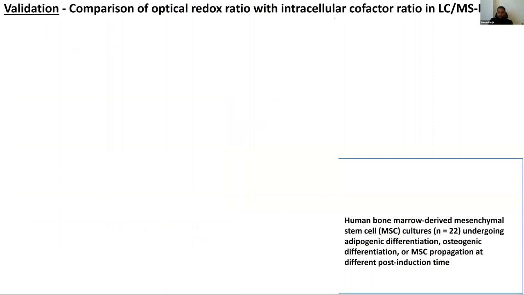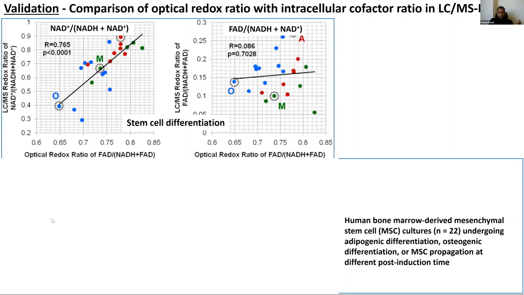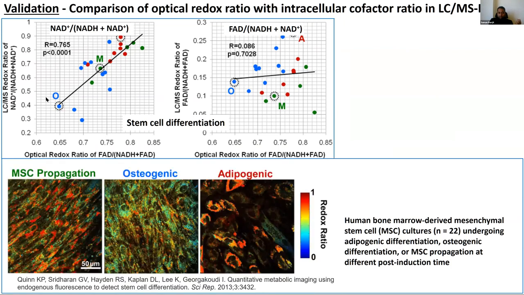with a more standardized technique. So one of the first measurements was comparison with liquid chromatography mass spectrometry, which is just looking at the individual molecules and then calculating the ratios. So if you look at LCMS of NAD plus to NADH and the FAD to NADH ratio, you see a very high degree of correlation, which means you're seeing basically the same thing.